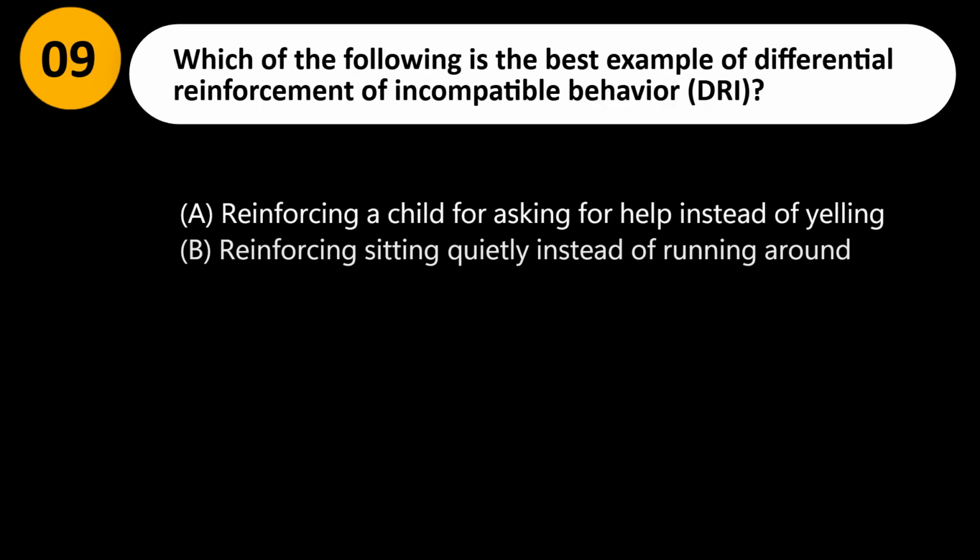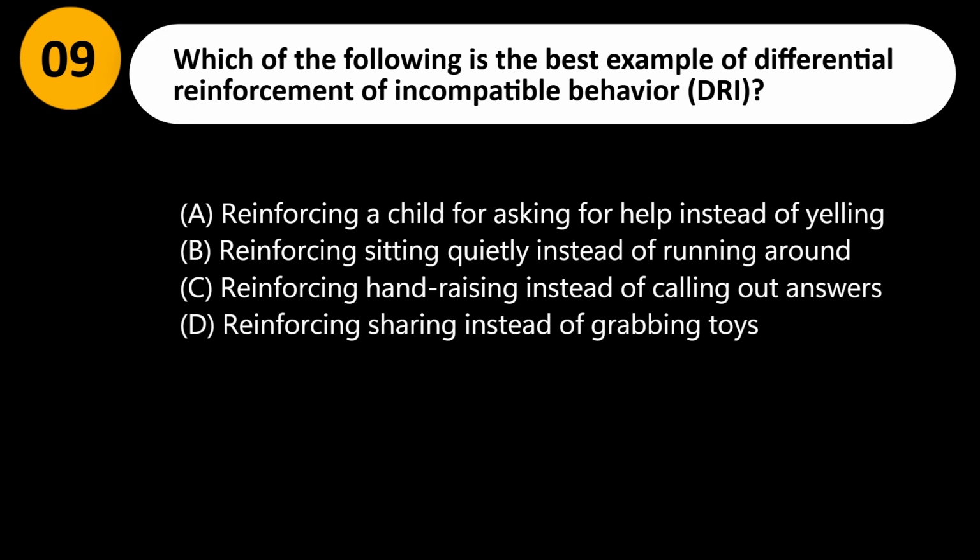Which of the following is the best example of differential reinforcement of incompatible behavior, DRI? A. Reinforcing a child for asking for help instead of yelling. B. Reinforcing sitting quietly instead of running around. C. Reinforcing hand-raising instead of calling out answers. D. Reinforcing sharing instead of grabbing toys.